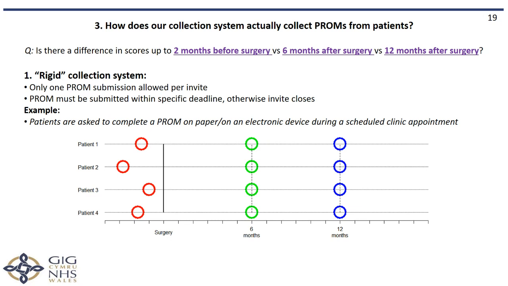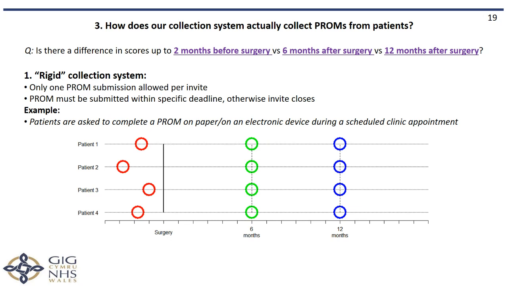A good example of this type of system might be where patients are asked to complete a PROM on paper or on an electronic device during a scheduled clinic appointment. For example, the patient might be in the waiting room and somebody hands them a clipboard with a paper PROM on it or an iPad with an electronic PROM on it. And if the patient doesn't complete the PROM at that time, then they don't complete it at all. They might only get the next opportunity when they're next in clinic.